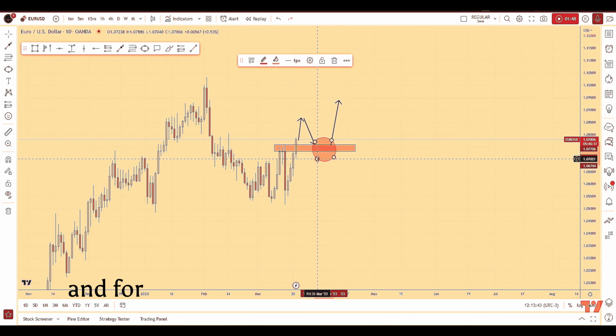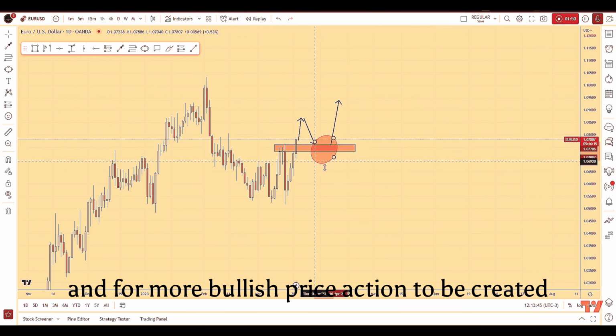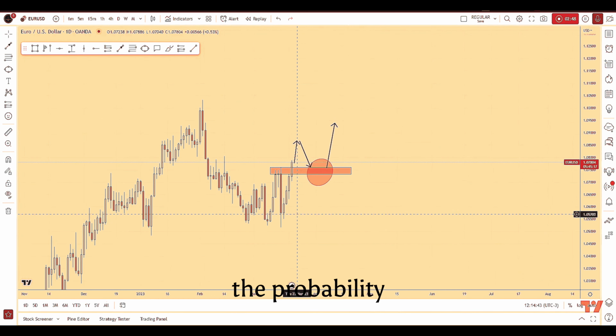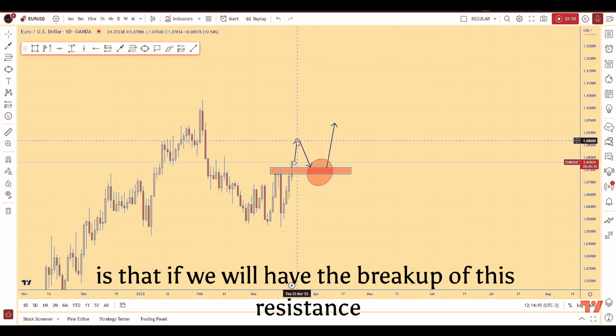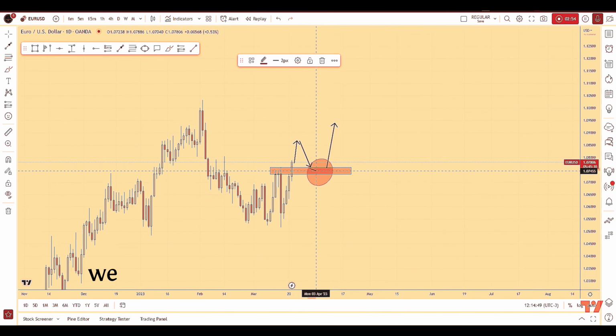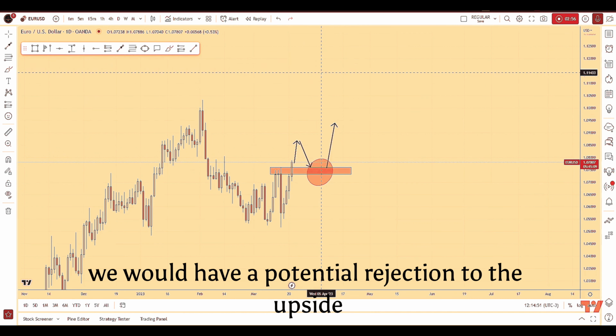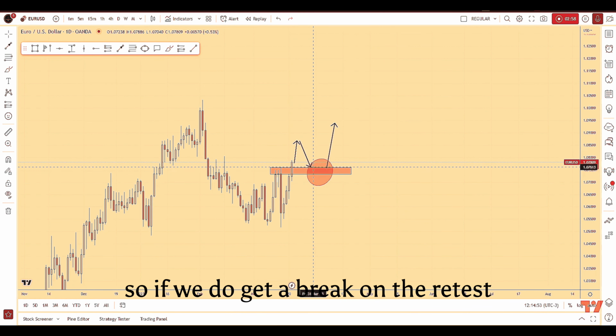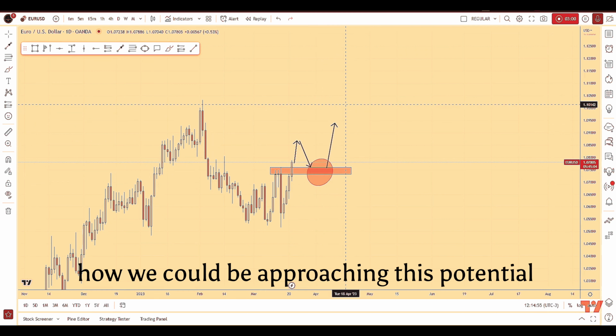rejection to the upside and for more bullish price action to be created, which increases the probabilities that if we will have the break above this resistance, on the retest of this previous resistance turn support, we would have a potential rejection to the upside. So if we do get the break on the retest, how we could be approaching this potential move higher.